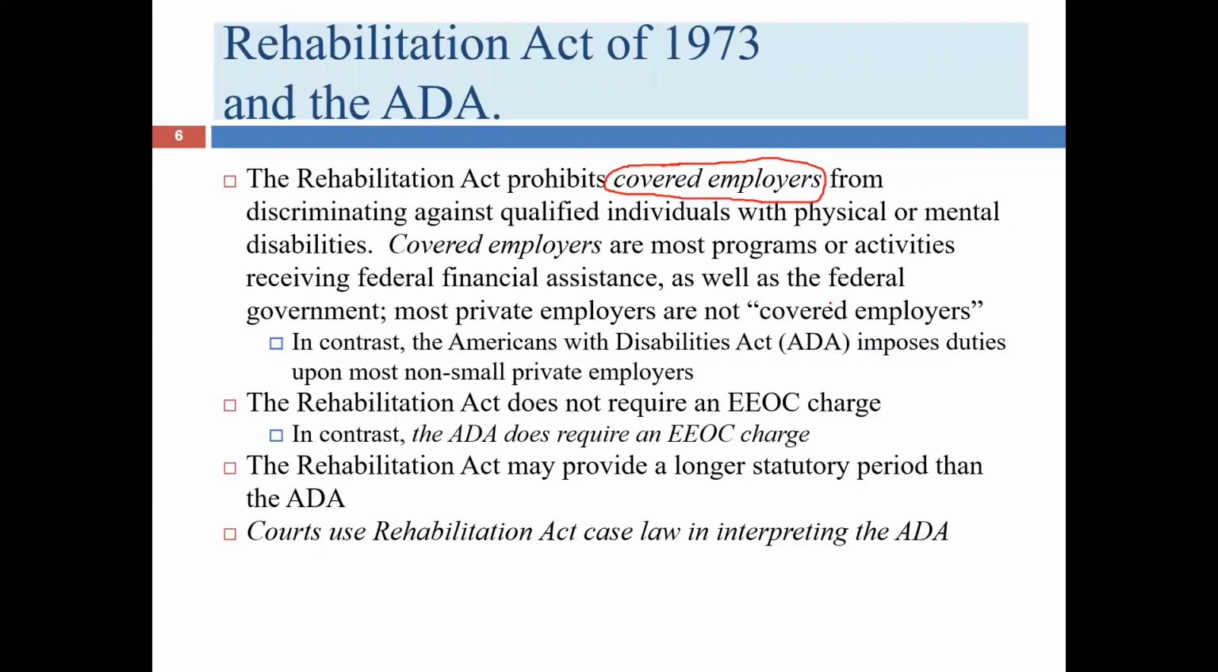When the Americans with Disabilities Act was ultimately passed in 1990, we'll see that the scope of the law was significantly greater than the Rehabilitation Act. In other words, Congress decided, yeah, this law works. And we've given it, gosh, I guess 17 years of experimentation, and we've concluded that it makes sense to expand it to a larger pool of employees and employers.